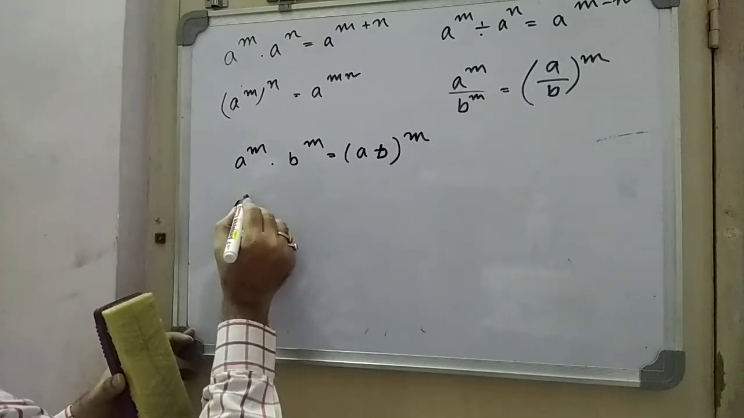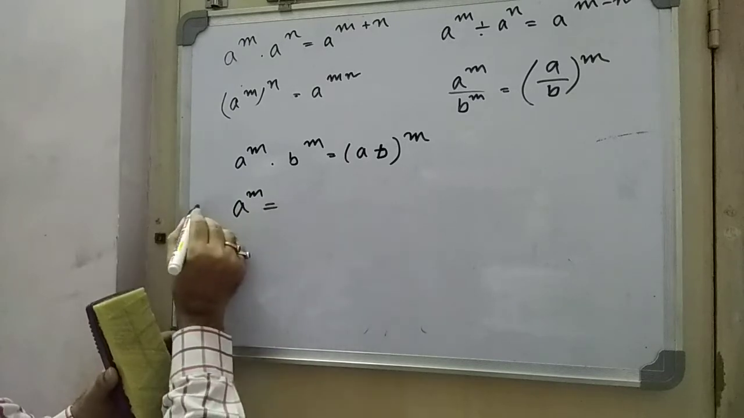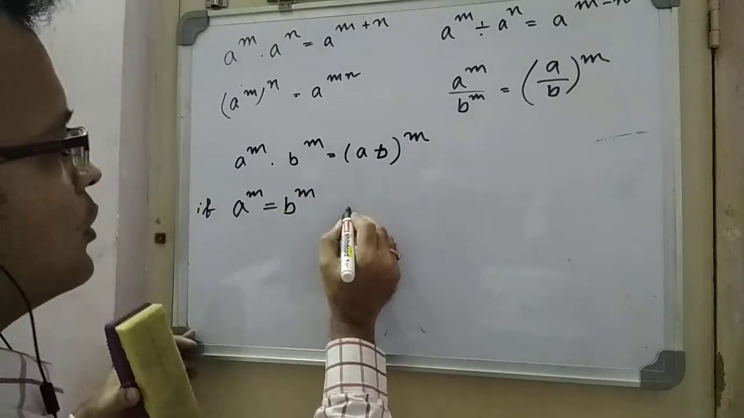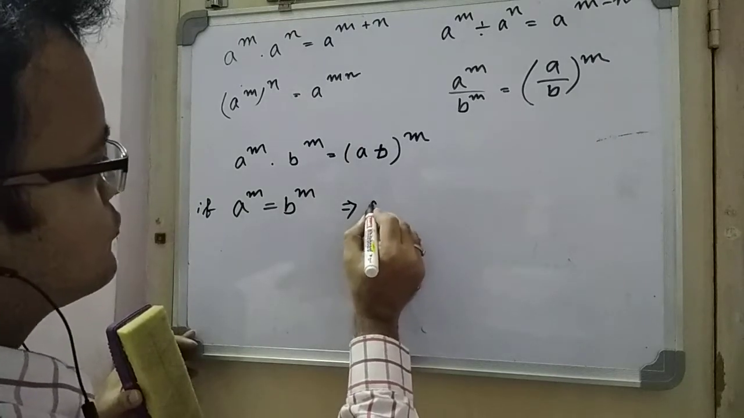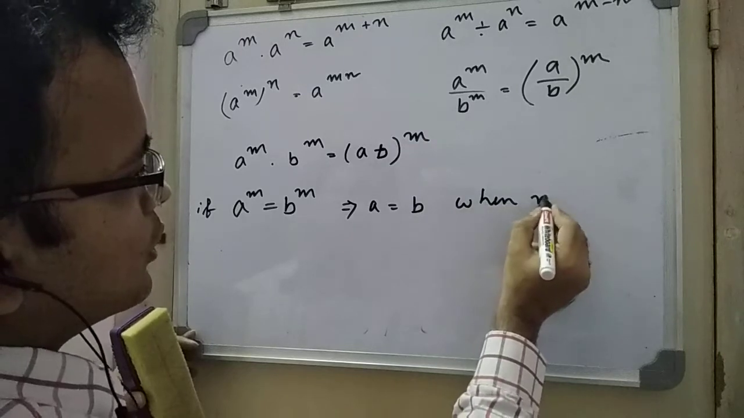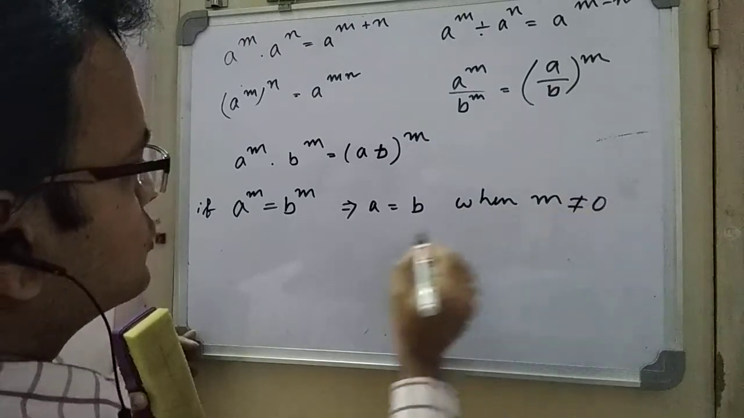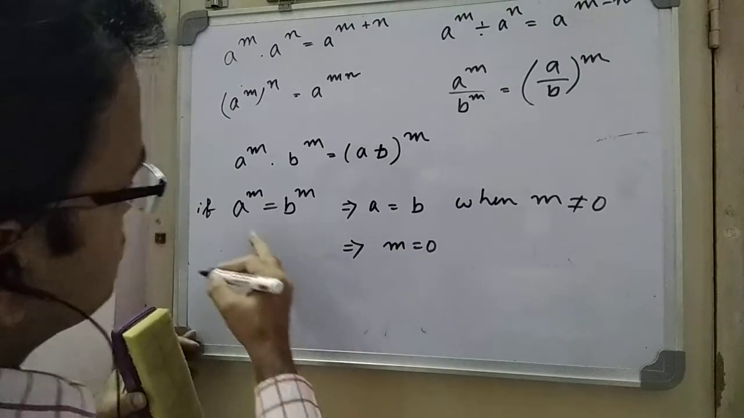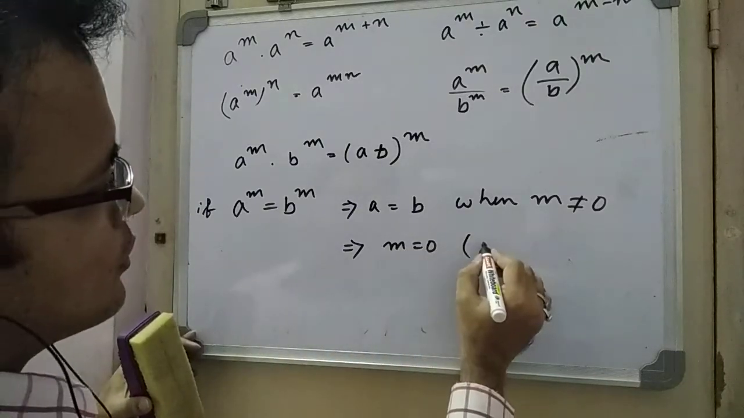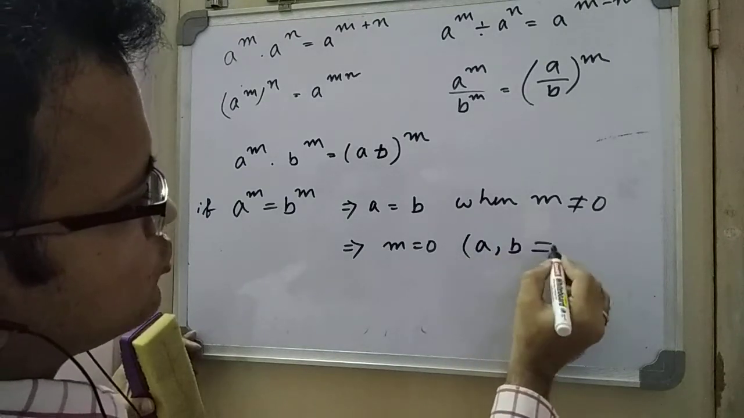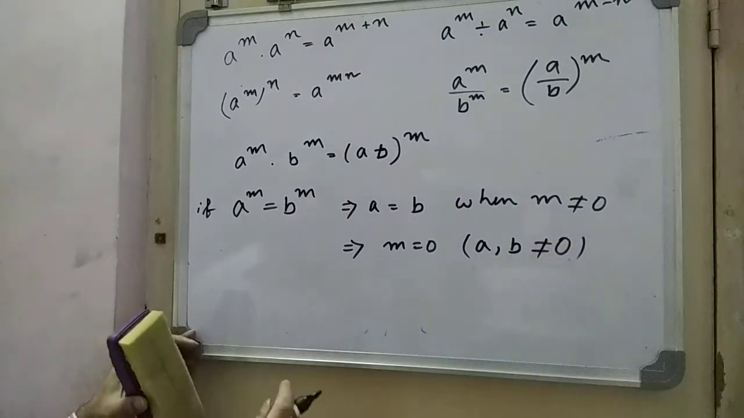Again, if a to the power m equal to b to the power m, so a equals to b when m not equals to 0. Otherwise, m equals to 0. And a, b should not be equal to 0.